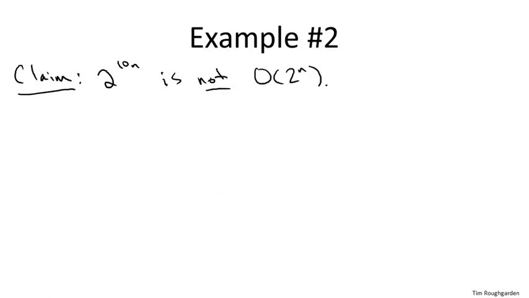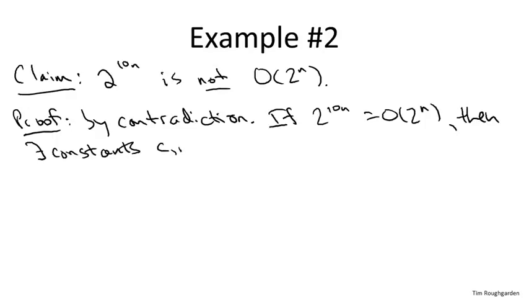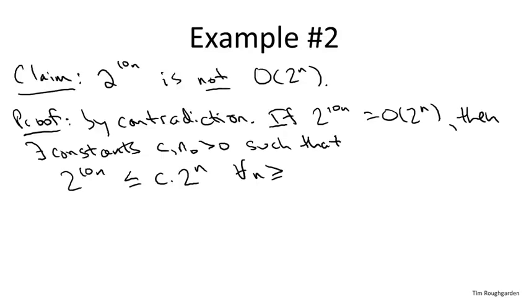Once again, usually the way you prove that one thing is not big O of another is by contradiction. So we're going to assume the contrary, that 2 to the 10n is in fact big O of 2 to the n. What would it mean if that were true? By the definition of big O notation, there would be constants c and n naught so that for all large n, 2 to the 10n is bounded above by c times 2 to the n. To complete the proof, we have to go from this assumption and derive something which is obviously false, which is easy to do just by canceling this 2 to the n term from both sides.